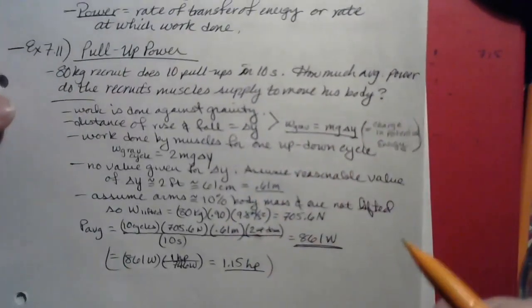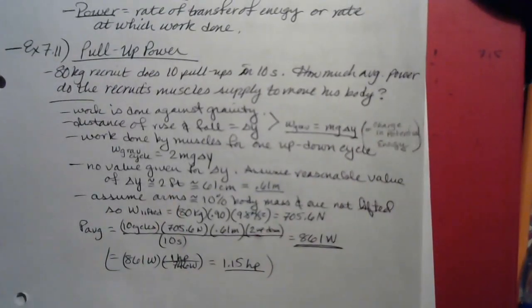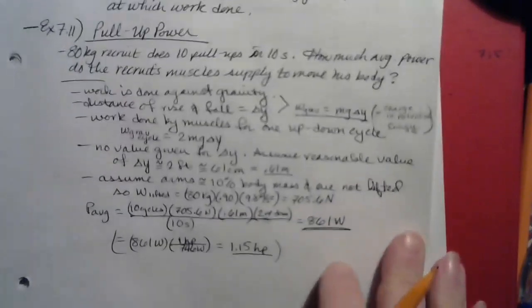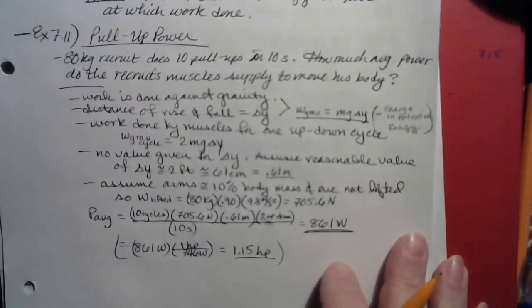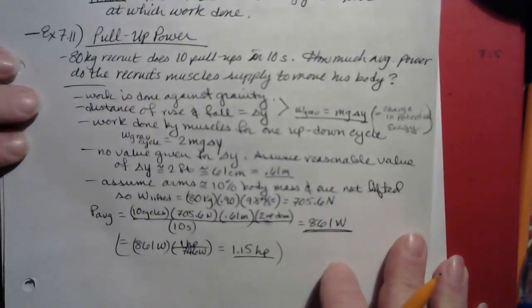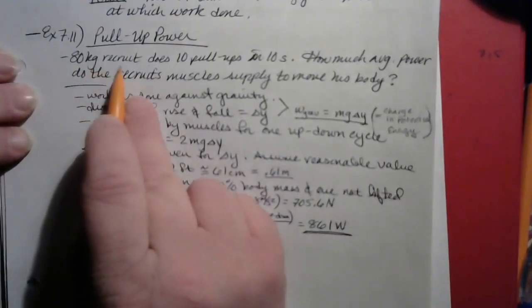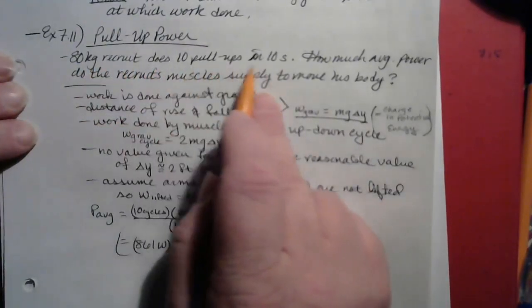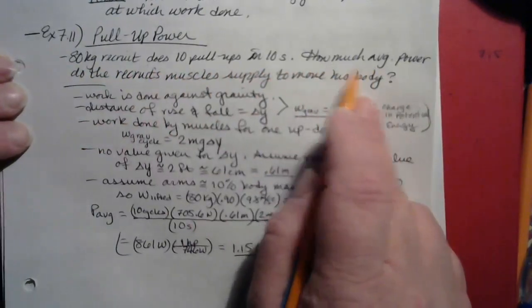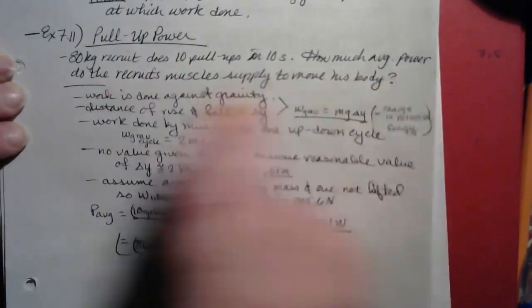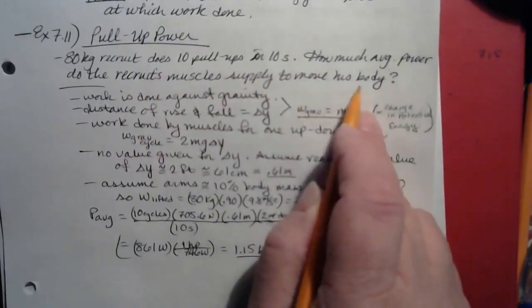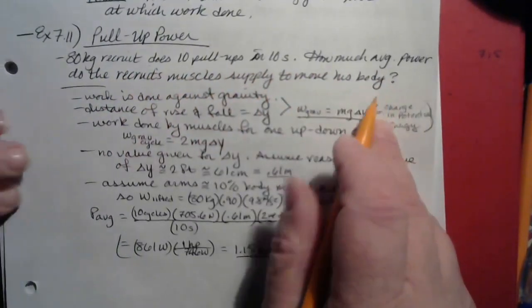And so one thing you could do is calculate the amount of power that's expended in doing exercises. And that's what example 7.11 does. It calculates, basically, an 80 kilogram Army recruit does 10 pull-ups in 10 seconds. And how much average power do the recruit's muscles supply in order to move his body up and down to do that?